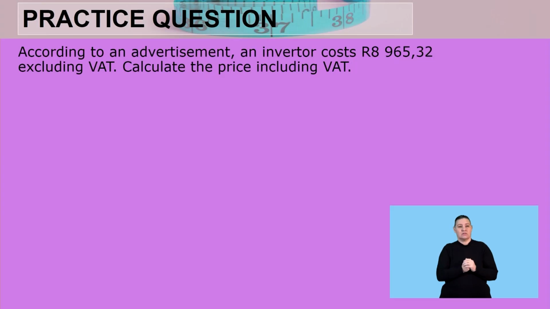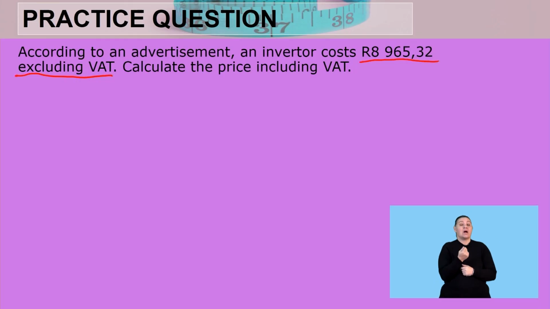Let's move along. According to an advertisement, an inverter costs 8,965 Rand 32, excluding VAT. All right, here's VAT calculation. So if you remember VAT, there's 2 types. Either it includes VAT or it excludes VAT. It's got something to do with that 1,15. Let's see what we need to do here. Calculate the price including VAT.